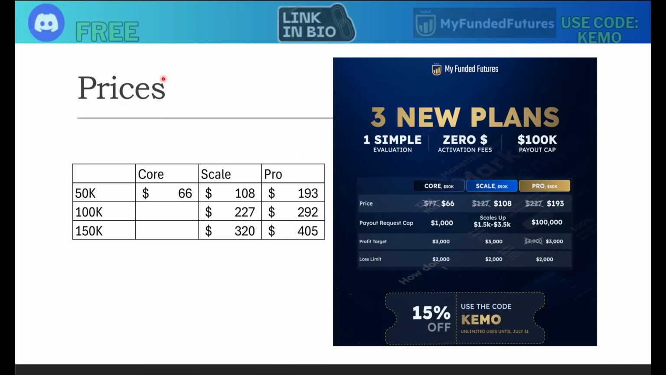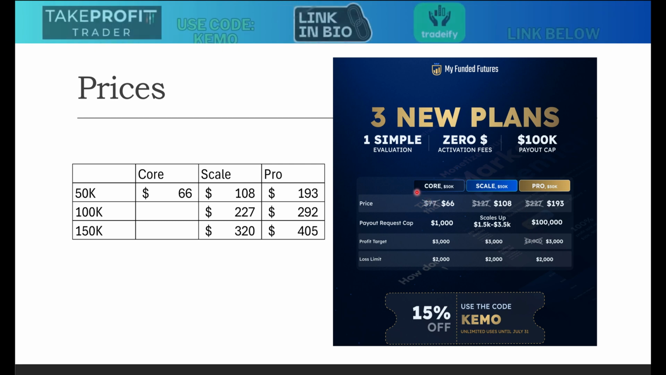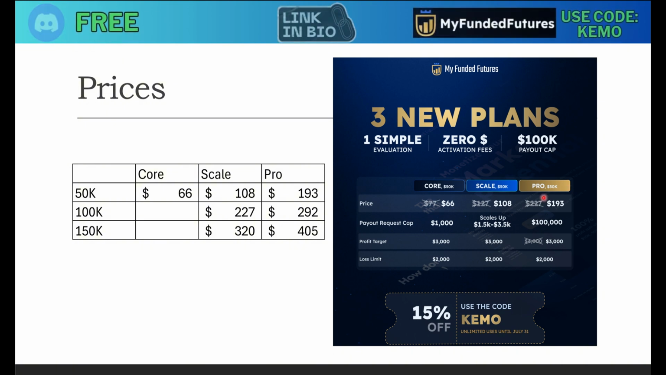So going on to prices here, on the right, as you can see, it's only focused on the 50K accounts, which I am going to be focusing on in today's video.